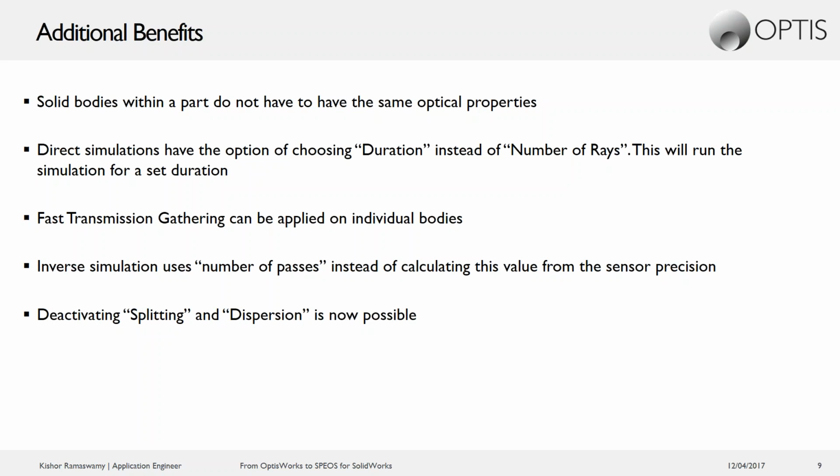And lastly, the splitting and dispersion parameters for inverse simulations can now be deactivated if required. And what this allows us to do is to increase the speed of inverse simulations by deactivating these parameters in cases where they were not required.